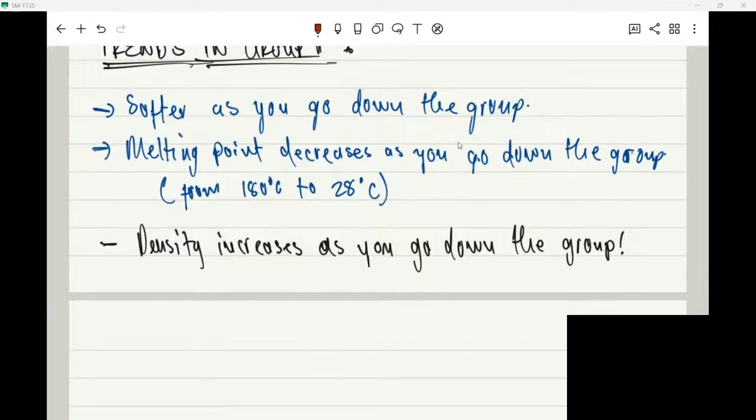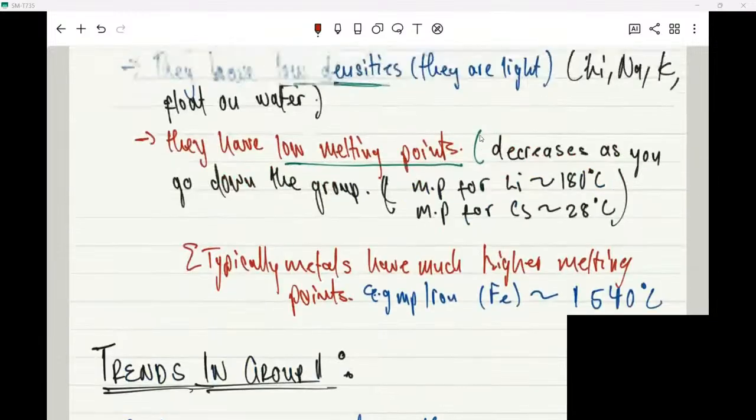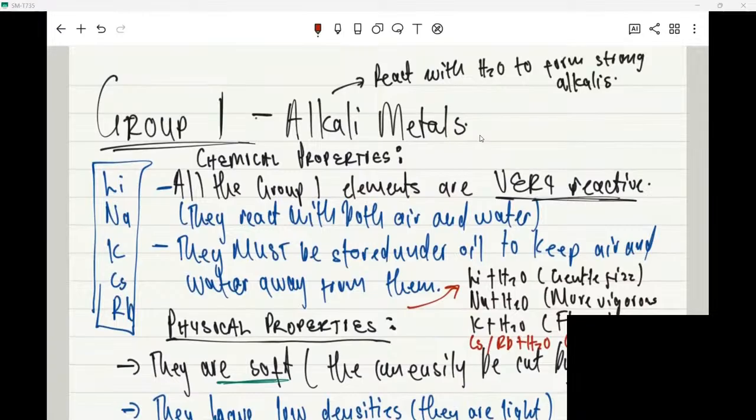I'm going to give you something we can use to explain a little bit of the reactivity of these elements, to say why the elements at the bottom of group 1 are very reactive. Group 1 elements are very reactive because they only have one electron in their last shell, and that one electron is very easy to lose. We know that metals react by losing electrons, so because it has only one, it is very easy to lose.